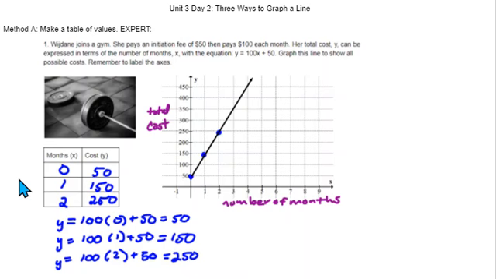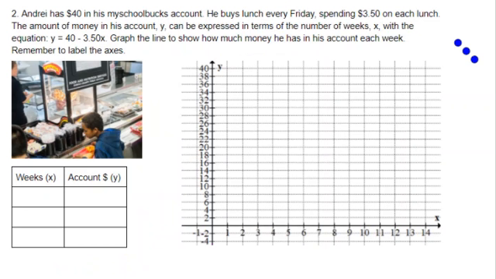Then I have to graph the points I just made. So the first point is (0, 50), goes here. The next point is (1, 150), and then (2, 250). And then after I have the points, I draw the line. All right, so in this example, I'm going to explain it, and then I'm going to pause so that you can do those steps too.